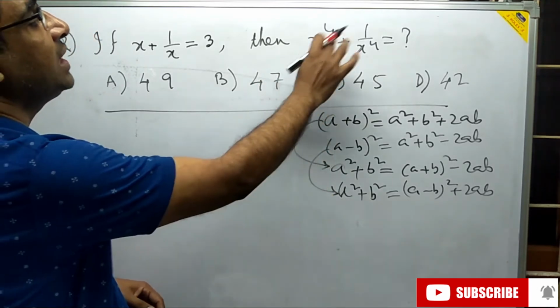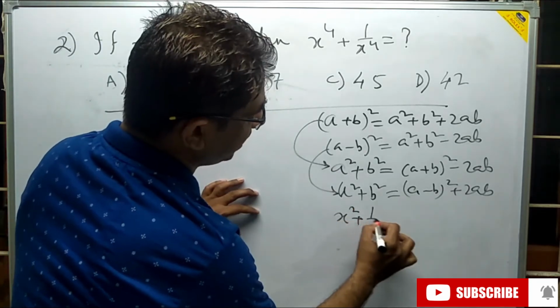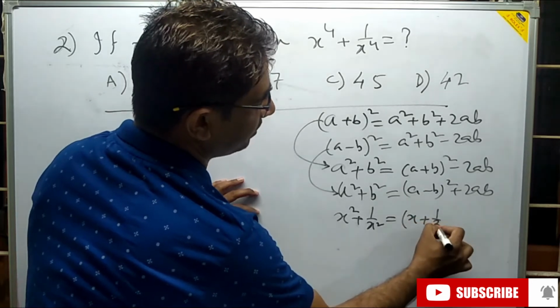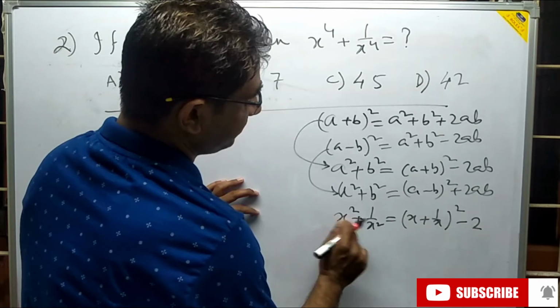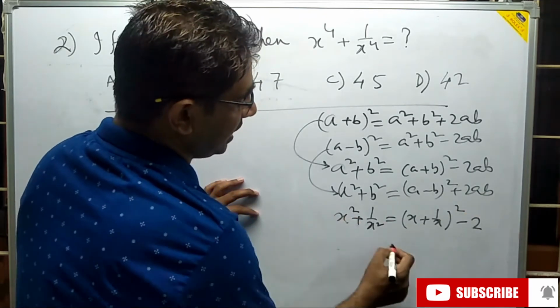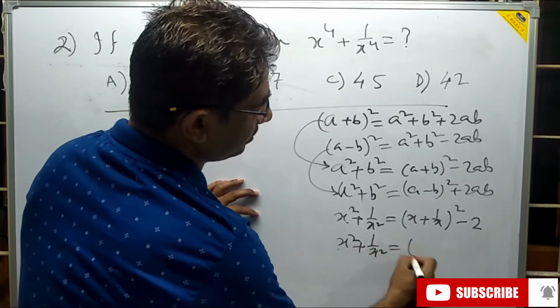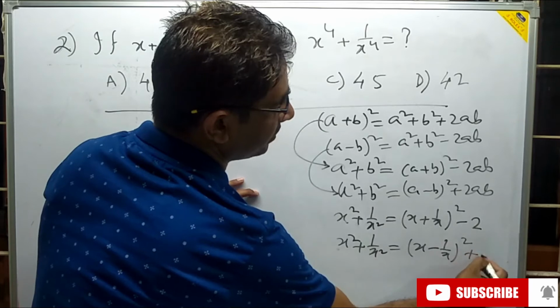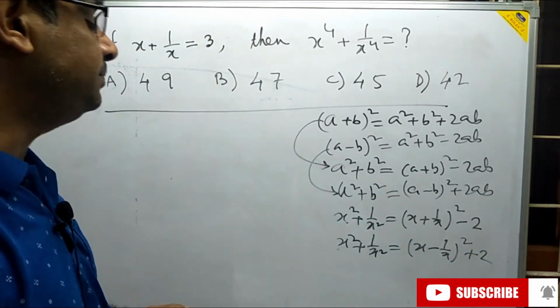But here we have to find x and 1 upon x. So x square plus 1 by x square is equal to x plus 1 by x whole square minus 2. 2ab means x into 1 by x, which cancels. And another one: x square plus 1 by x square equal to x minus 1 by x whole square, plus 2. Using these two formulas, we can solve this one.